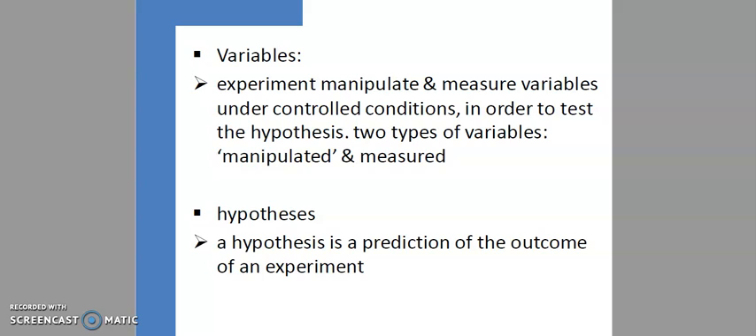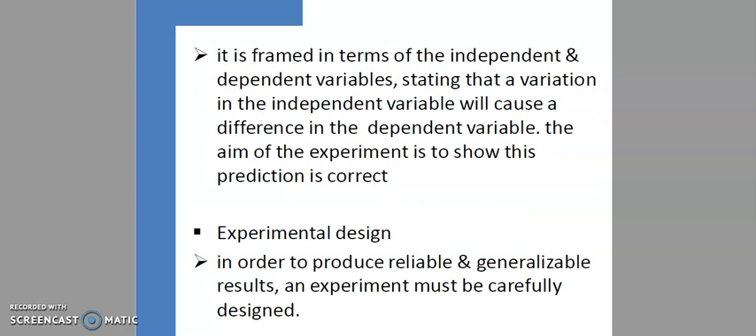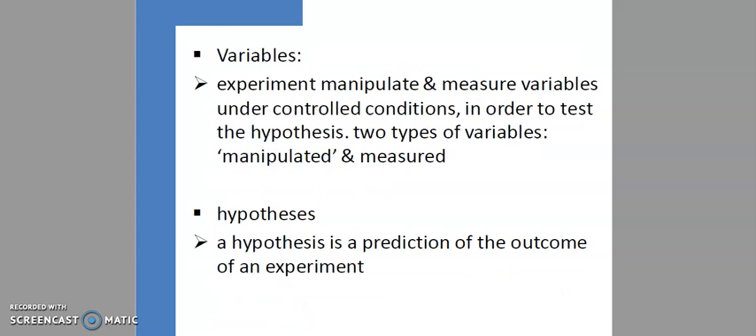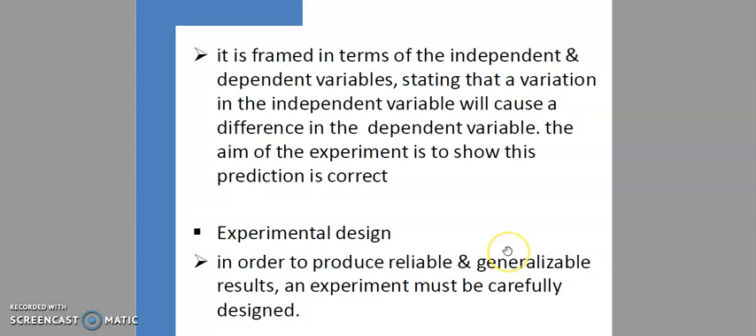Hypothesis. A hypothesis is a prediction of outcome of experiment. It is framed in terms of independent and dependent variables, stating that a variation in the independent variable will cause a difference in the dependent variable. The aim of the experiment is to show this prediction is correct. Experimental design. In order to produce a reliable and generalizable result, an experiment must be carefully designed.